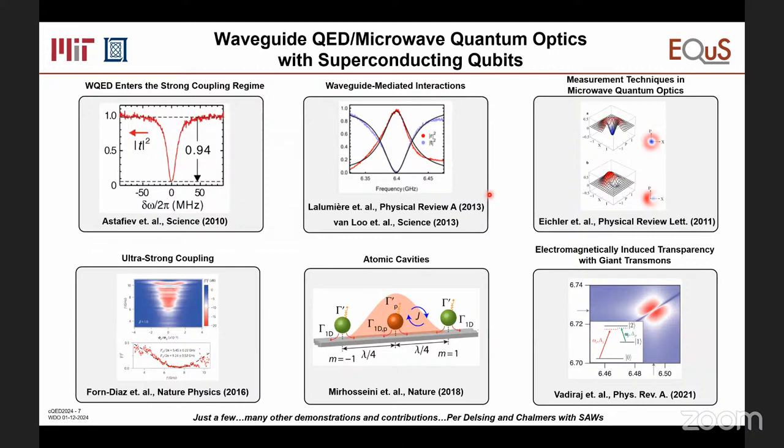It's a broad field, waveguide QED, and I won't read through this entire slide, but just to say that we certainly didn't invent it, and we're coming into a field that's fairly mature. For example, I'll show some of our version of this data, but Astafiev et al. were the first to do experiments of one atom in waveguide QED. Interactions are shown here. The microwave quantum optics techniques to measure those photons, even atomic cavities, EIT, ultrastrong coupling. There's been a lot of work in the field, and this is just a few that can fit onto a slide. So we're building on this work, of course.